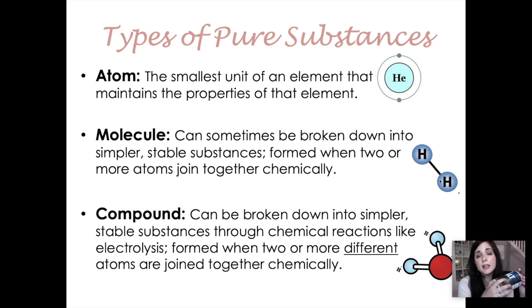And you can break compounds down into more simple and more stable substances. So because salt is made up of sodium chloride, NaCl, you can break salt up into its constituent elements. You can break this up into sodium, and you can break it up into chlorine. You could separate those two.